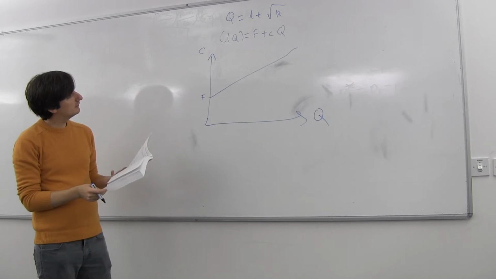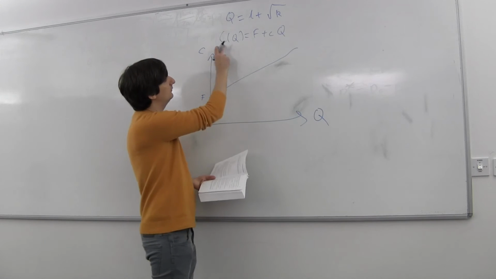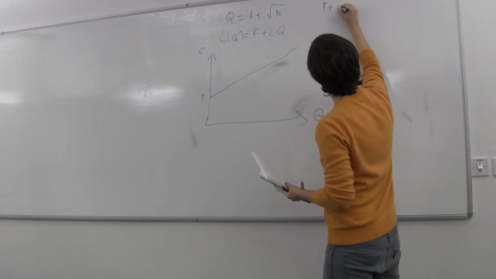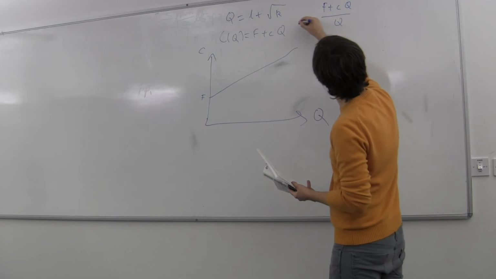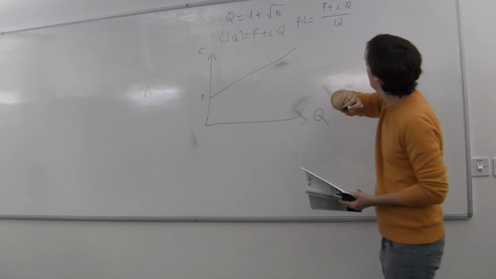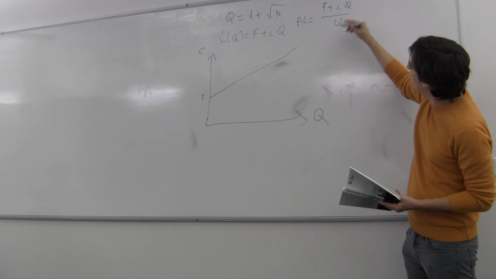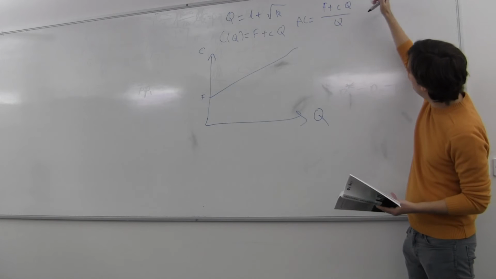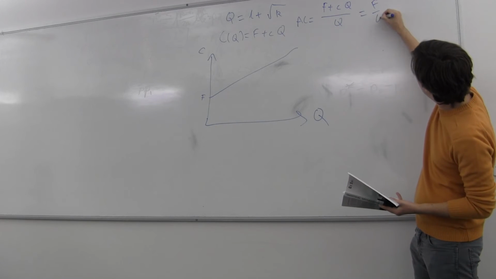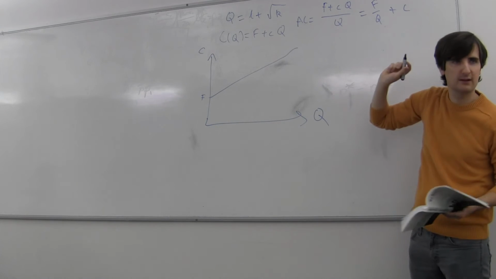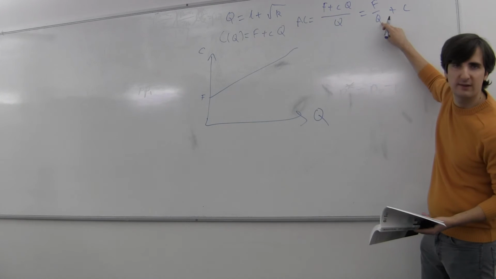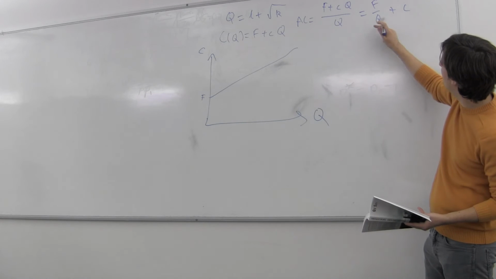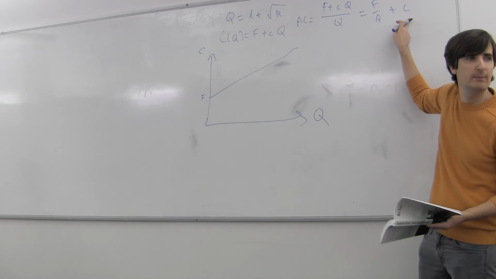Average cost. Okay, so average cost is total cost divided by Q. So that's F plus CQ all divided by Q. As Q gets big, you can think of this as F over Q plus C, right? So as Q gets big, this bit goes to 0. So as Q goes to infinity, it's tending to C.